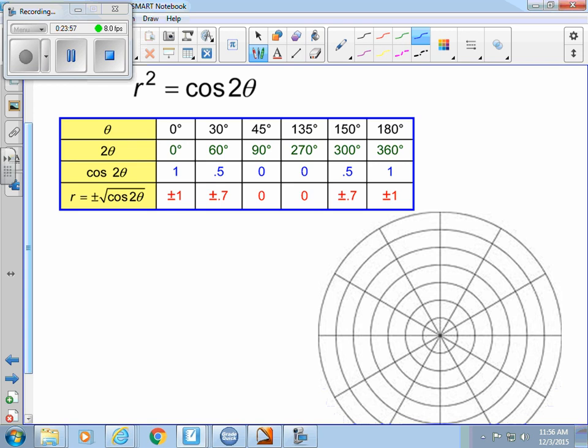If I want r by itself, what do I have to do? Square root, and what happens when I square root? What do I have to do? Plus or minus. So I actually will get 2 r values for every theta value. Does everyone agree with that?